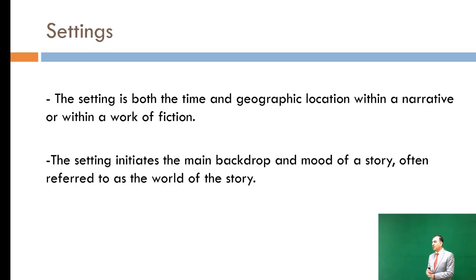The setting of the novel is another important element of the novel. The setting is both the time and the geographic location within a narrative or within a work of fiction. The time and the place. We have the setting of time, the time in which the story is happening, while the geographic location within a narrative or within a work of fiction is known as the setting of place. The setting initiates the main backdrop and mood of a story, often referred to as the world of the story. It is well known to be like the world of the story.